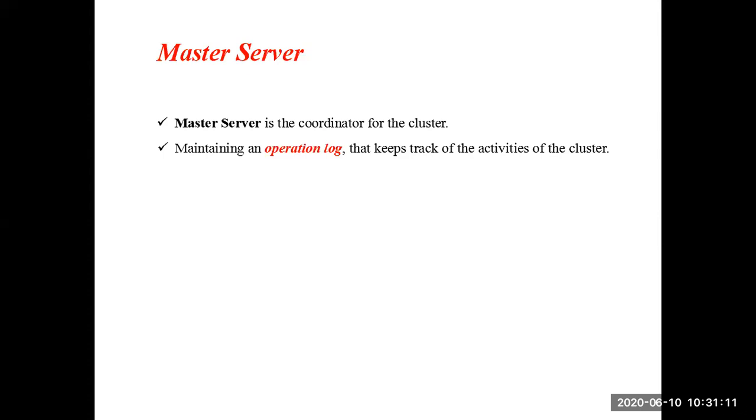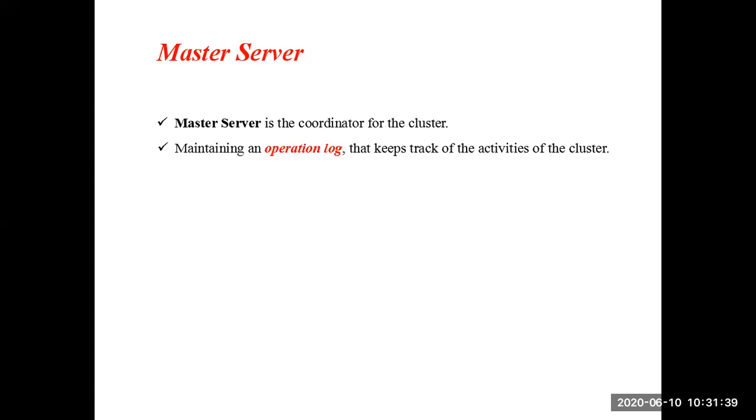For example, in our college, if one HOD has resigned from the department, what will happen? With the help of the operation log, another person will come as HOD to the department and he will continue the works without any break. Otherwise, what will happen if the operation log is not maintained? When a new HOD came to the department, he doesn't know anything. What is the present situation? What works do I have to continue?